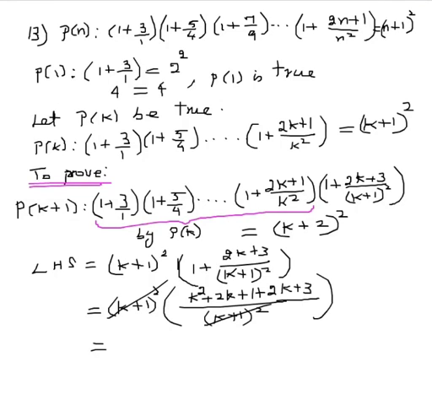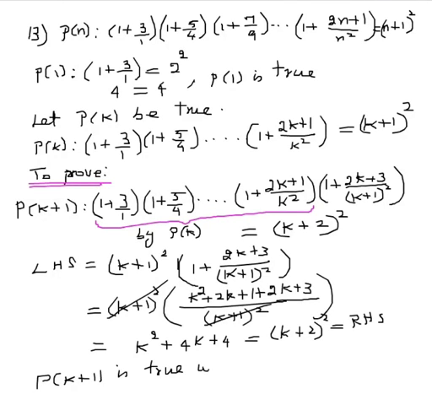Denominators are getting cancelled. We get k square plus 4k plus 4. And this is the expansion of (k plus 2) the whole square, and we got the right hand side. Therefore, P of k plus 1 is true whenever P of k is true. Therefore, P of n is true for all n belonging to capital N.